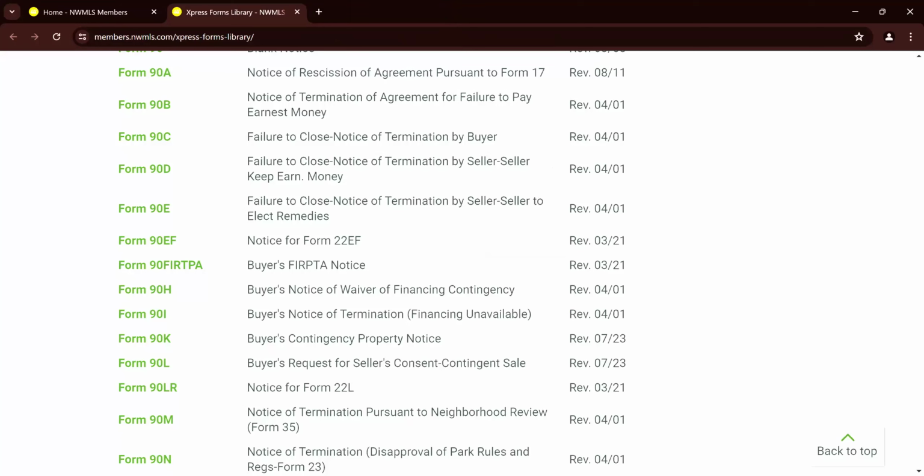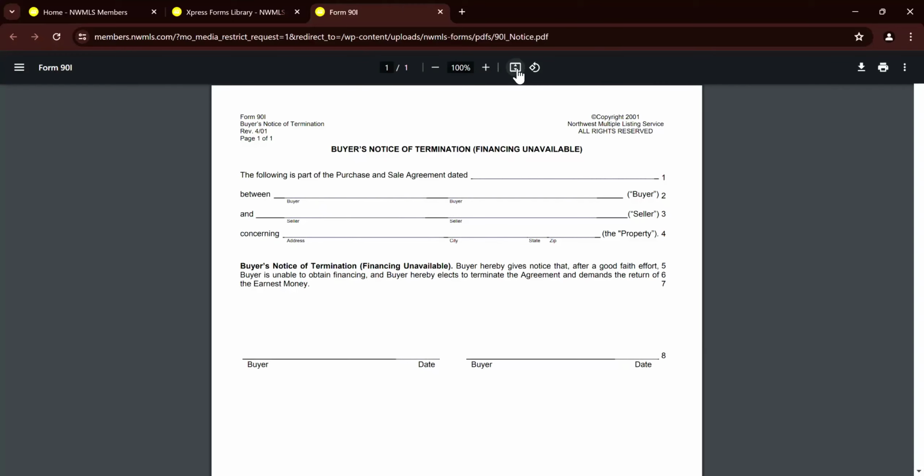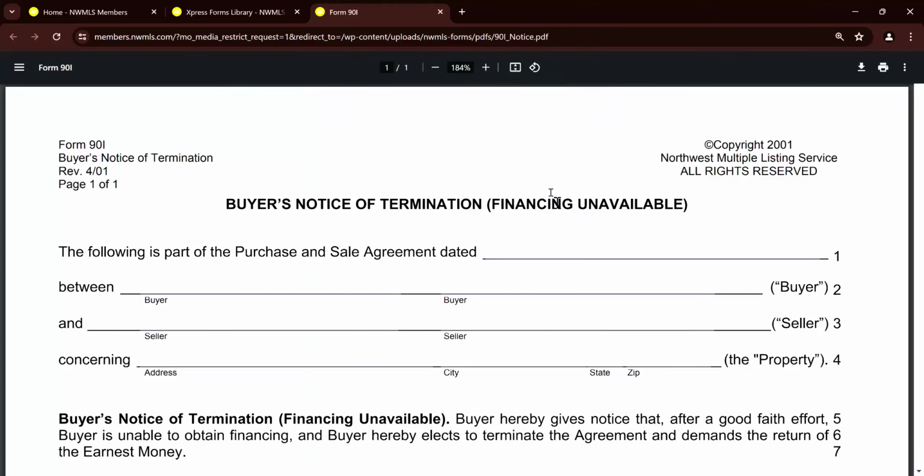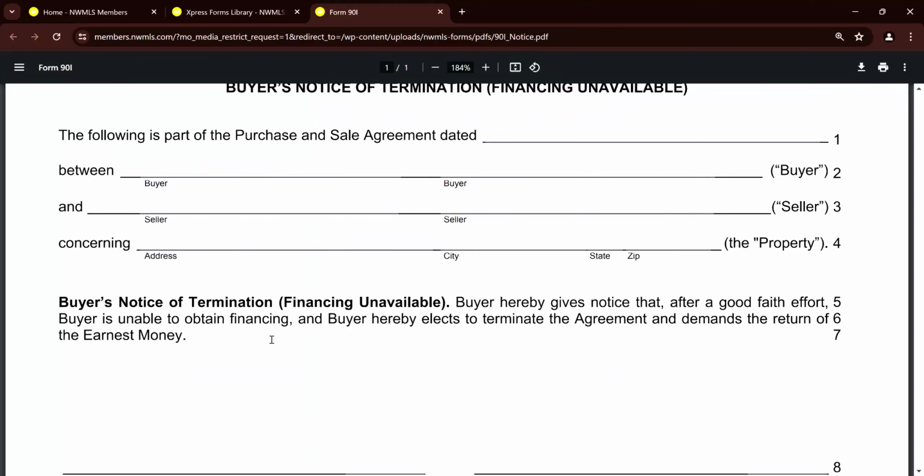All right, 90I. Buyer's notice of termination, financing unavailable. So in the event your buyer doesn't qualify and the lender says, yep, there's no way we can get them approved, you will be using this form, the 90I, buyer's notice of termination, financing unavailable. Buyer hereby elects to give notice that after a good faith effort, buyer is unable to obtain financing, and buyer hereby elects to terminate the agreement and demands the return of earnest money.